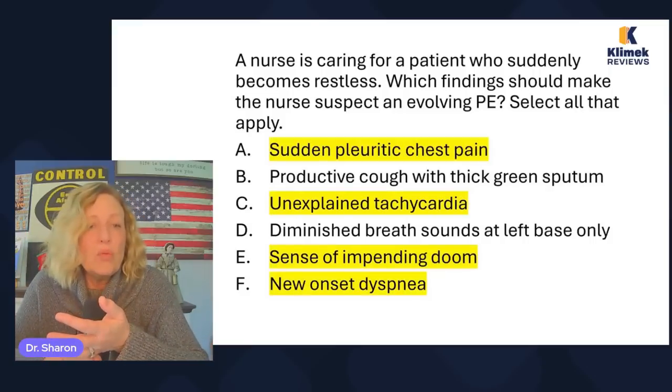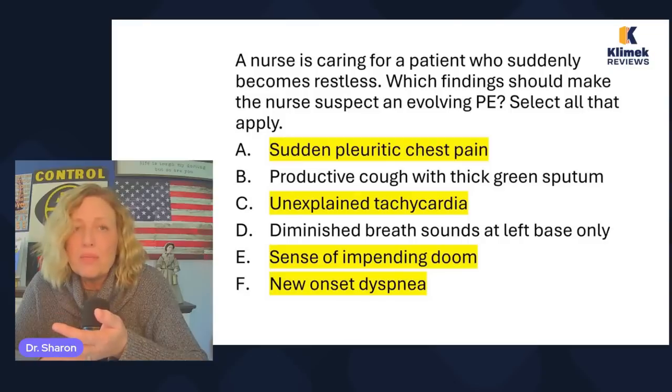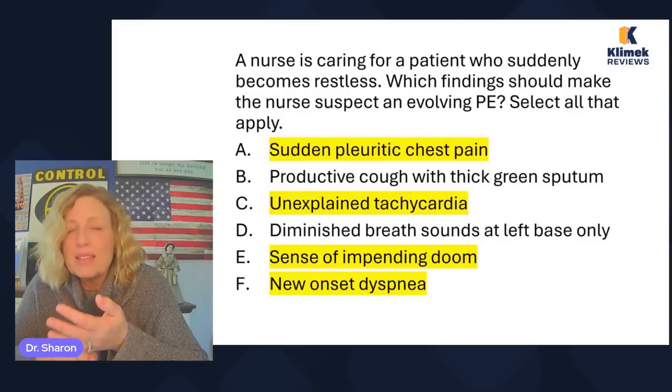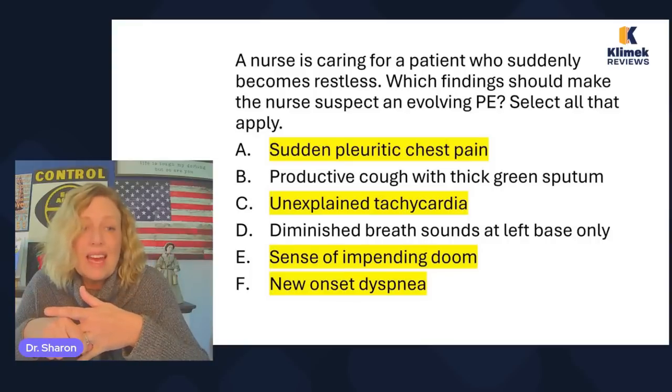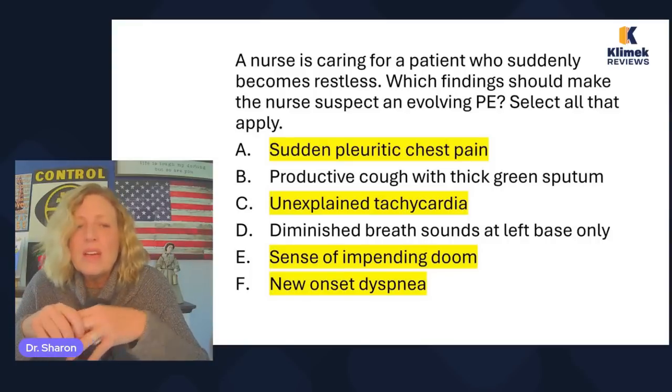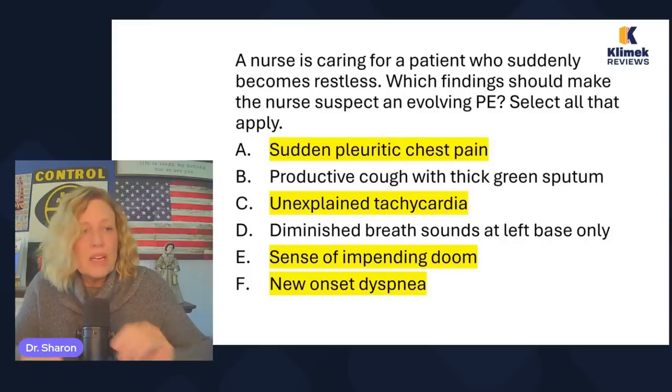The key ones, A and F, absolutely have to be there. I would not say that they're having a pulmonary embolism on the NCLEX unless I see A and F. Those are very classic signs. C and E are common. They don't have to be there, but they're very common to go along with pulmonary embolism.